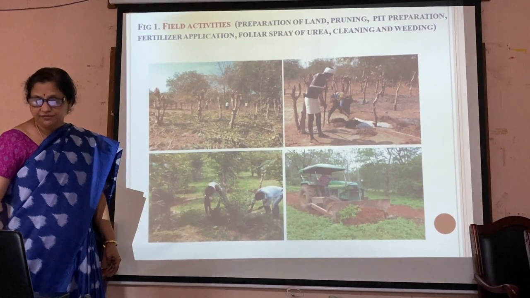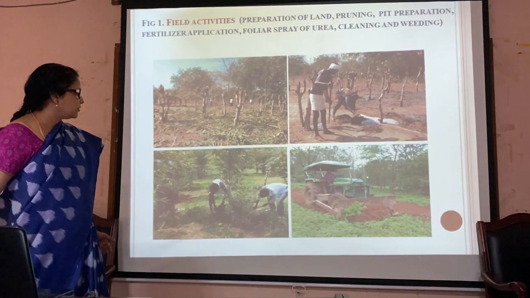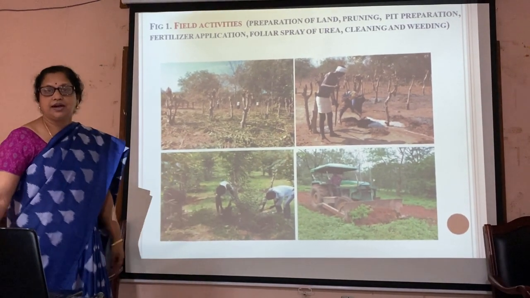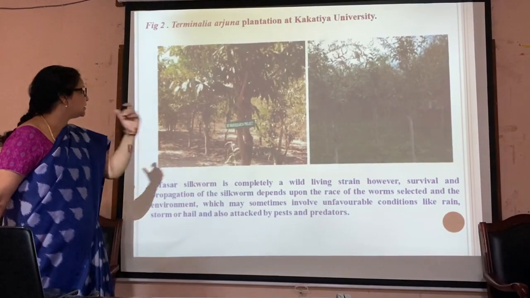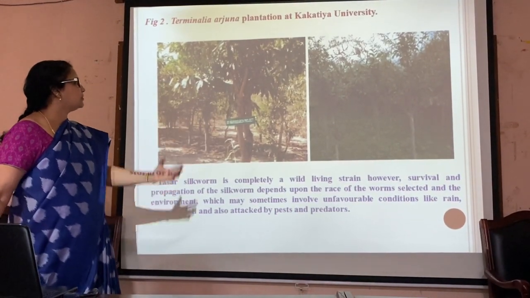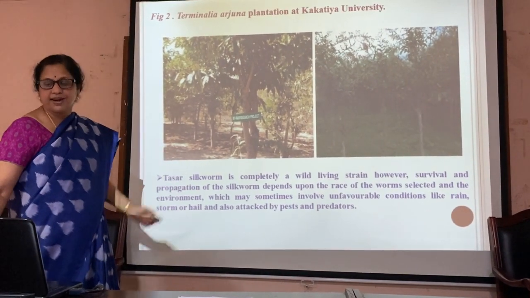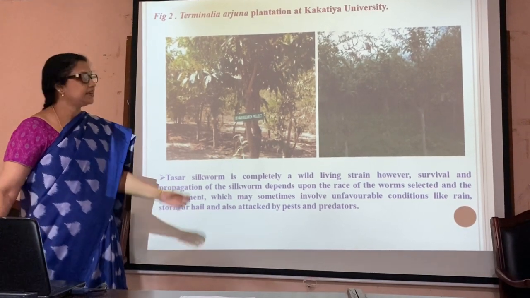We have irrigated, we have done plantation methods by pruning them regularly, by removing the weeds and by making pits along the plantation. And here you can see the well-grown, fully grown Terminalia plantation with fresh and healthy leaves. We have used these plants for raising our F1 and F2 hybrids as well as parental stocks.